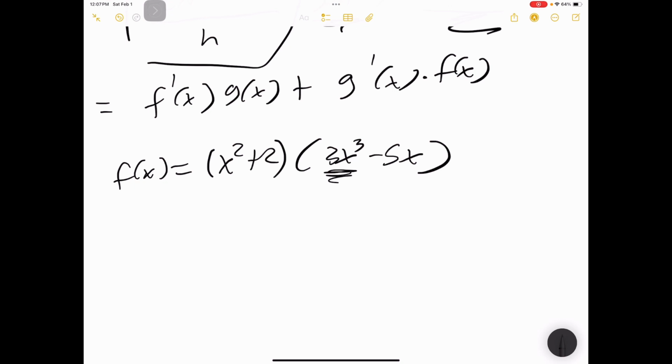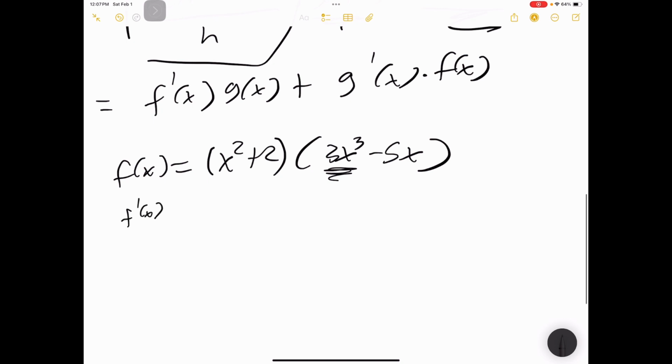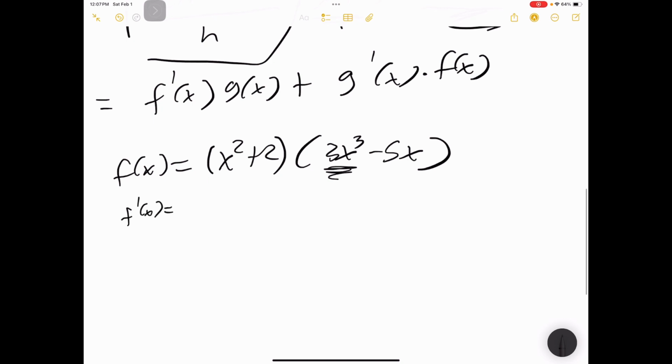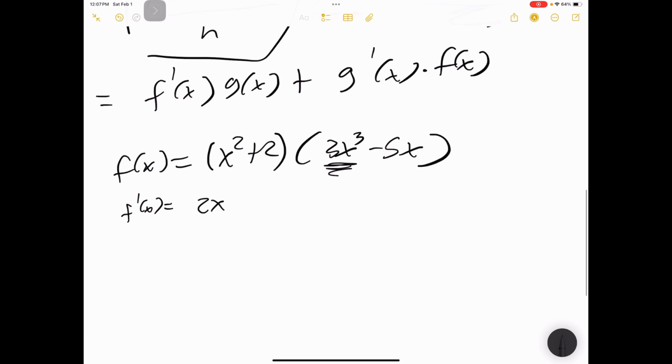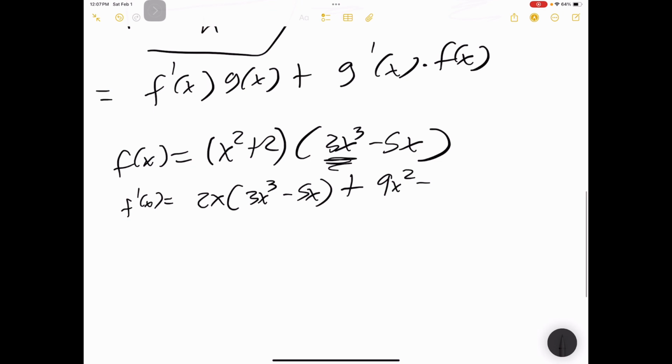And so let's use our new product rule first. We have f prime of x is equal to the derivative of the first, which is 2x plus 0, multiplied by the second, which is 3x cubed minus 5x, plus the derivative of the second, which is 9x squared minus 5, multiplied by the first, which is x squared plus 2.